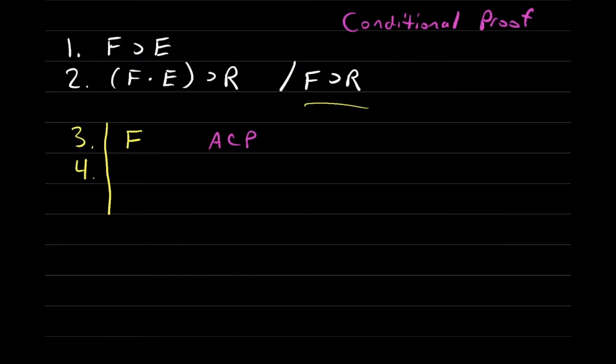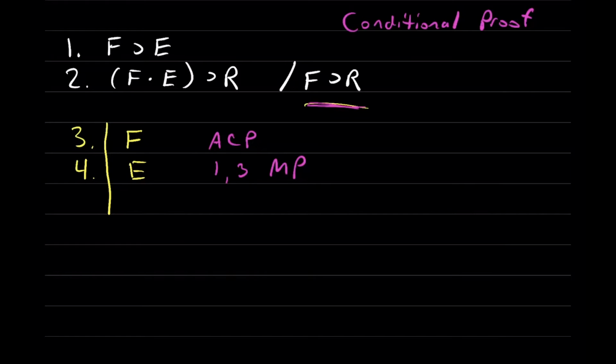Okay, so if F is true, we know that E has to be true from line 1. That's going to follow from line 1 and line 3. In fact, I'll use a different color here for clarity. That's going to follow from line 1 and 3 by modus ponens. So we don't actually know that E is true. What we're saying here is that if you assume F is true, then we know E has to be true as well. So again, just to make this explicitly clear, we don't actually know that F is true. We're assuming that F is true for the purpose of building this conditional F implies R, which is the conclusion of the argument. All right, let's keep going.